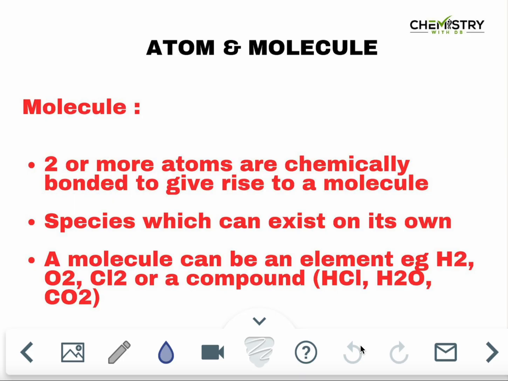Now, a molecule doesn't necessarily have to be just an element. A molecule can be an element and it can also be a compound. Examples of elements could be, for example, hydrogen, H2, O2, Cl2, or a compound when two different types of atoms are joined together, HCl, water, carbon dioxide, like this.